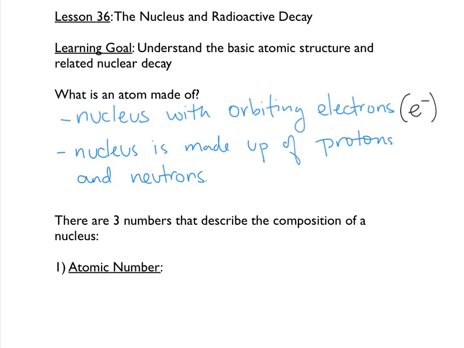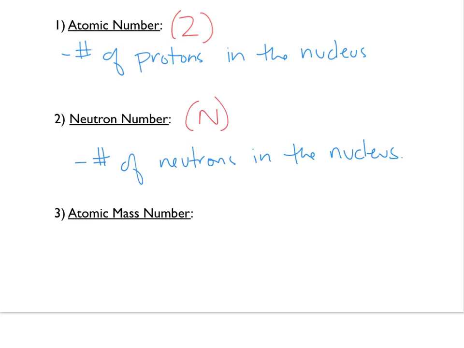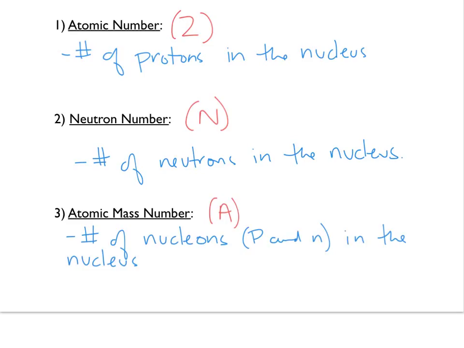There are three numbers that describe the composition of a nucleus that we will be discussing. The first one is the atomic number, which is denoted by the letter Z, and that indicates the number of protons in the nucleus. The second one is the neutron number, denoted by the letter N, and as you can guess, the neutron number signifies the number of neutrons in the nucleus. And lastly, the atomic mass number, denoted by the letter A, is the number of nucleons, so protons and neutrons, in the nucleus. So that's Z plus N.